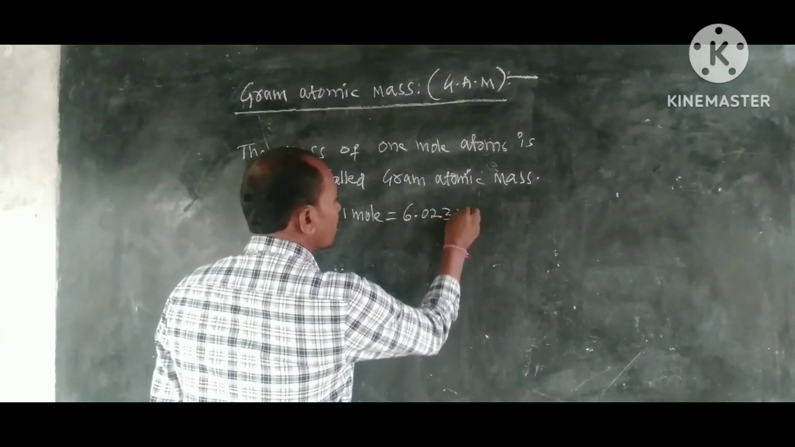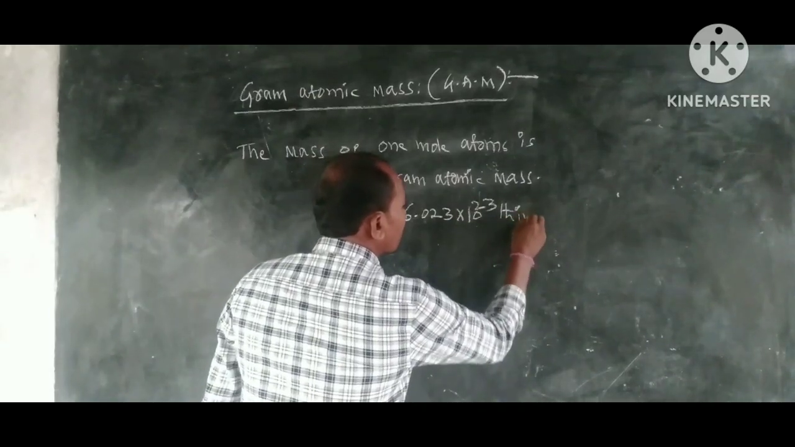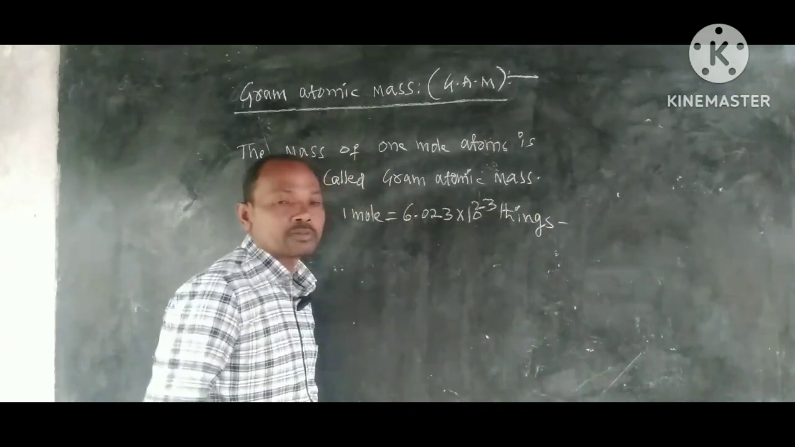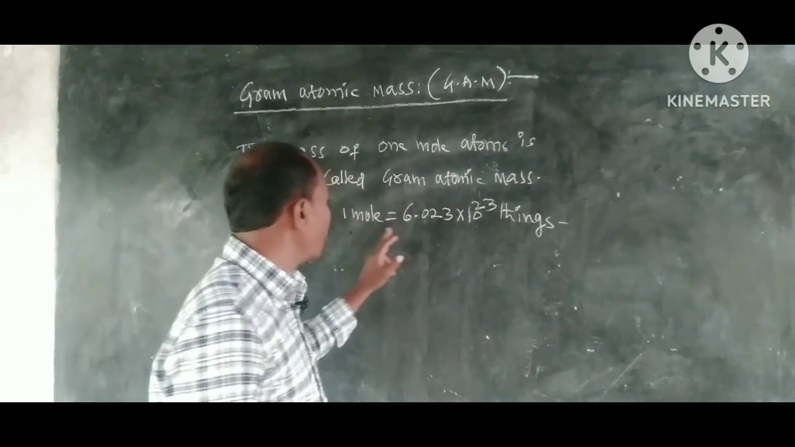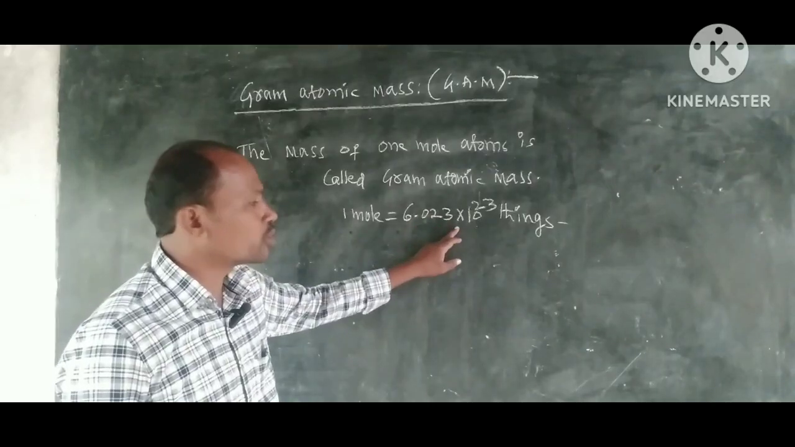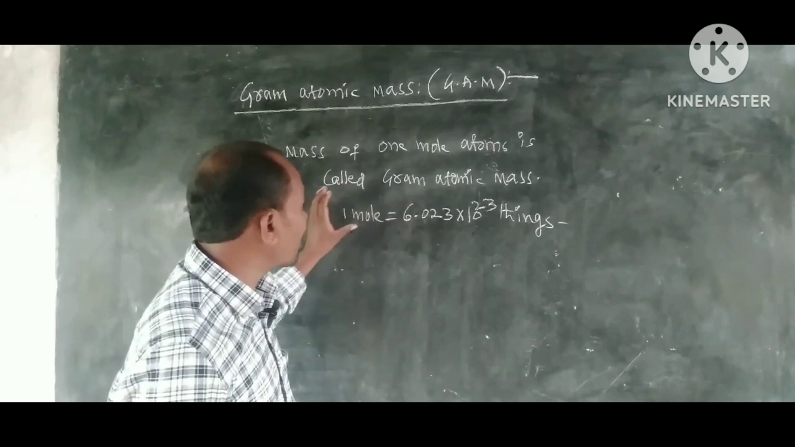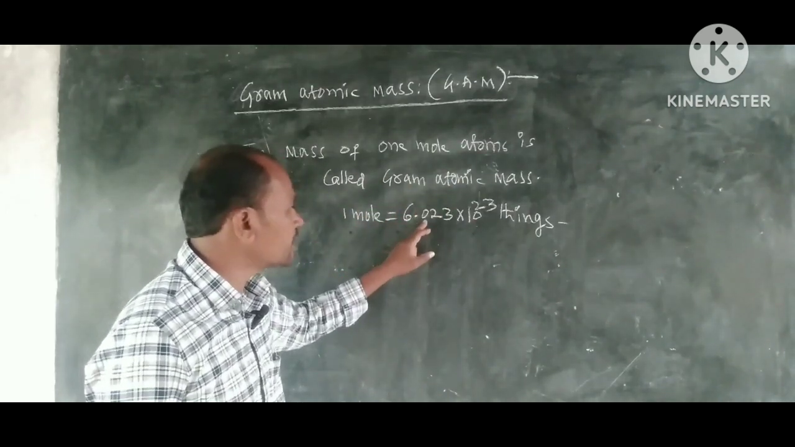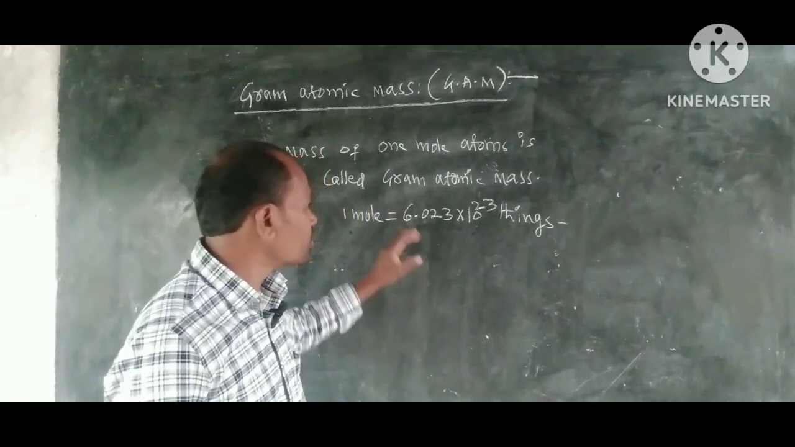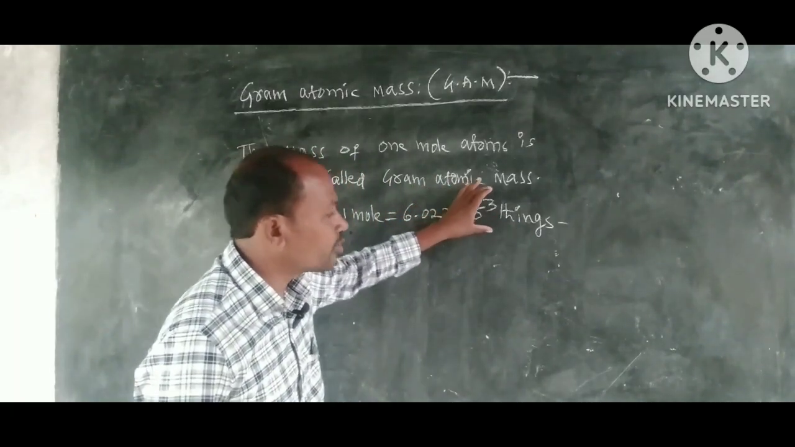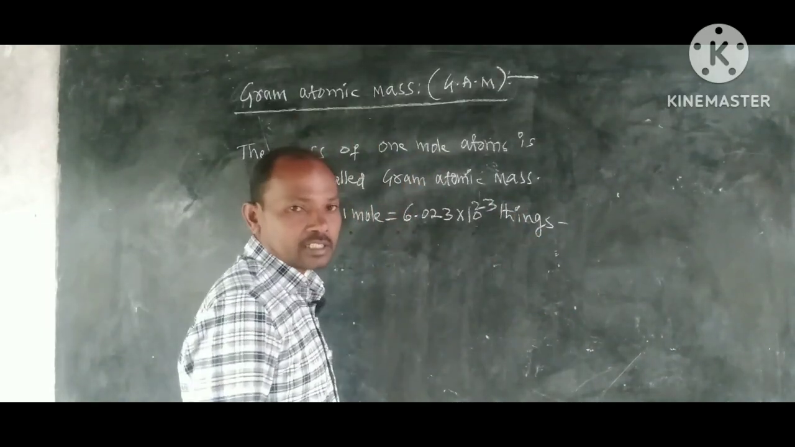6.023 into 10 power 23 things. Okay, things means we take atoms or electrons or books or pens, etc. So one mole is equal to 6.023 into 10 power 23 things. So one mole of atoms means 6.023 into 10 power 23 atoms. Okay, so the mass of 6.023 into 10 power 23 atoms, that is called gram atomic mass.